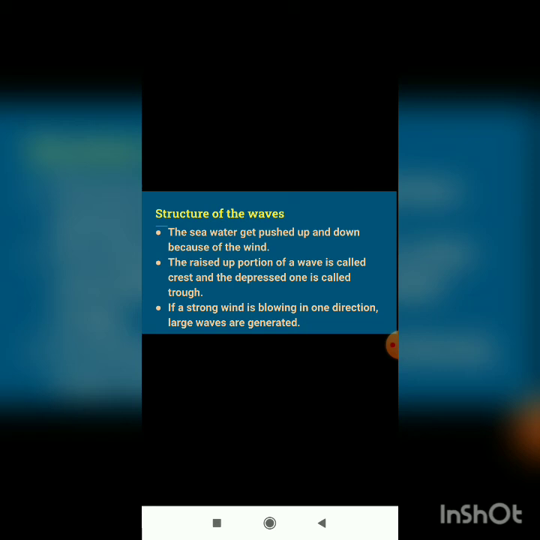If a strong wind is blowing continuously in one direction only, what will happen after that? Large waves will be generated. Here students, you can see the image, figure number 3.11, and the name of the figure is the structure of a wave. Here you can see crest, trough, wavelength, and the amplitude of the wave. Now I am going to tell in detail.